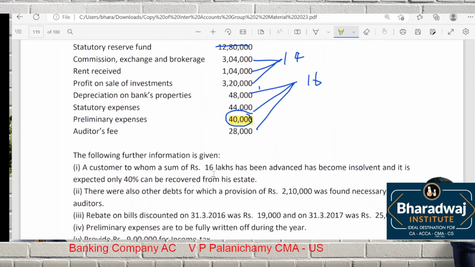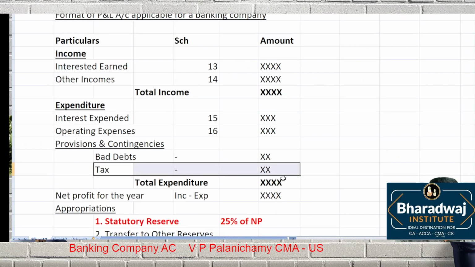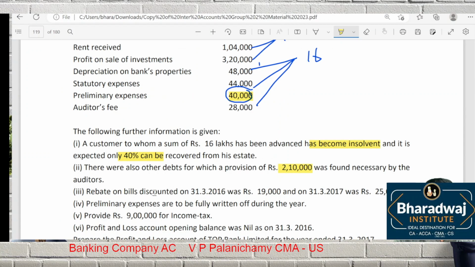A customer to whom a sum of 16 lakhs has been advanced has become insolvent. It is expected that only 40% will be recovered from the estate. It's like a provision for bad debts you have to create. Other bad debt 2,10,000 they ask you to create. Provision for bad debts they ask you to create. Provisions and contingencies, that provision for bad debts is not shown in any of the schedules. It will come in the main P&L account.